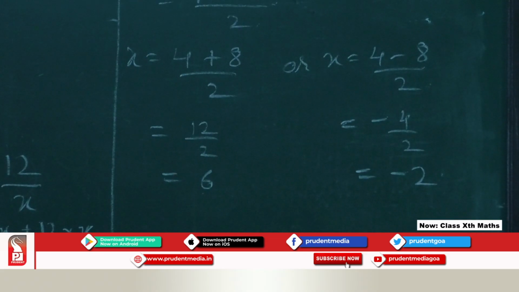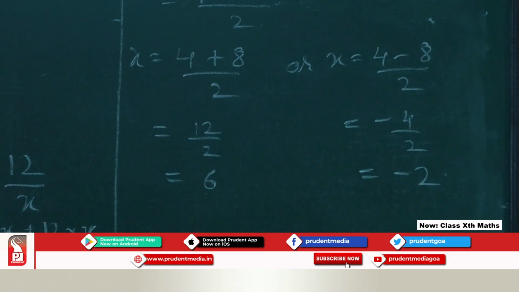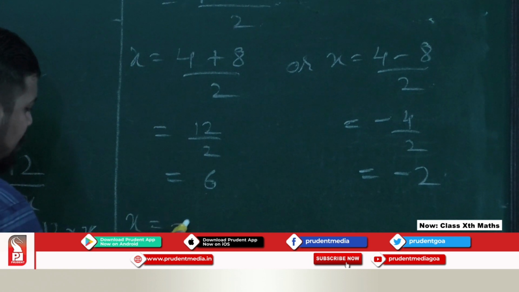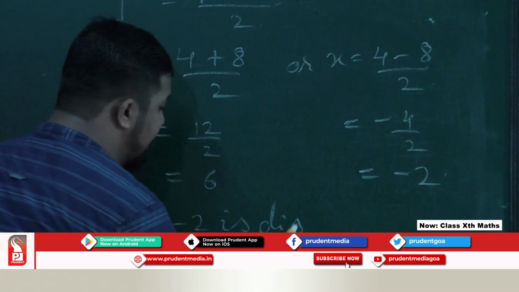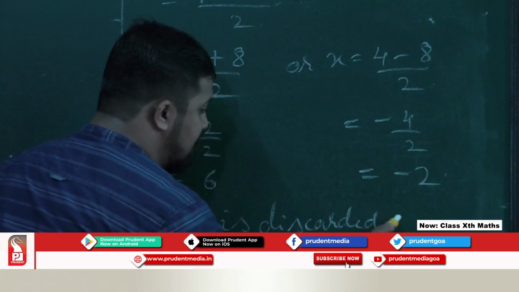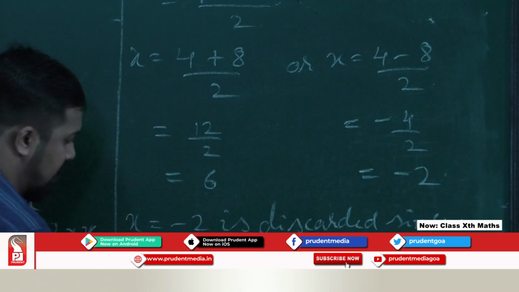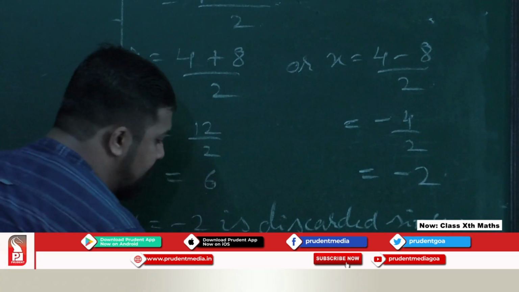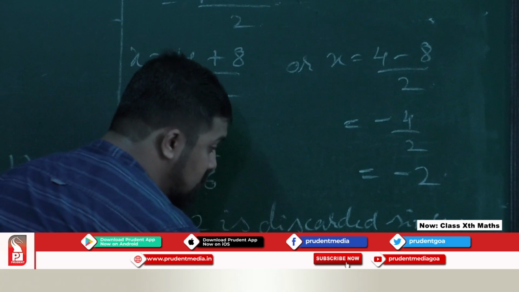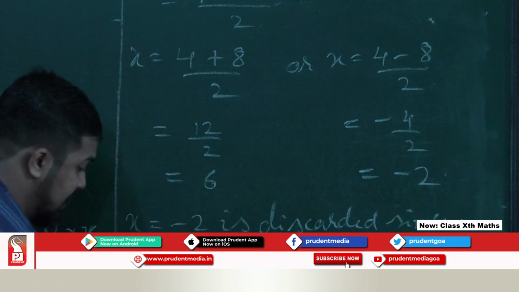Now out of this, you know both are digits, but I still have to discard one. So you know which one I discard? I will discard x is equal to minus 2. Why will it be discarded? Because in our question, digits can't be negative. That we have to remember. Because digits can be negative, but in our question, digits cannot be negative. So x equal to minus 2 is discarded, since digits can't be negative. And therefore, x is 6.